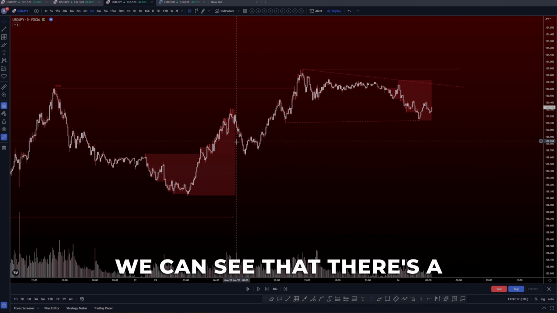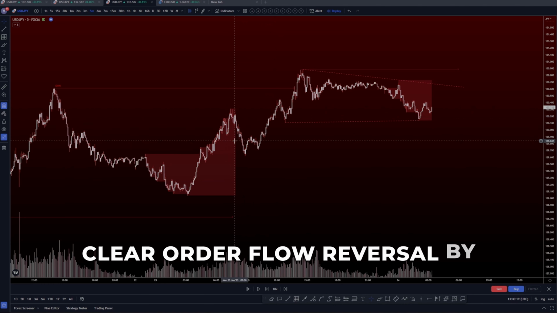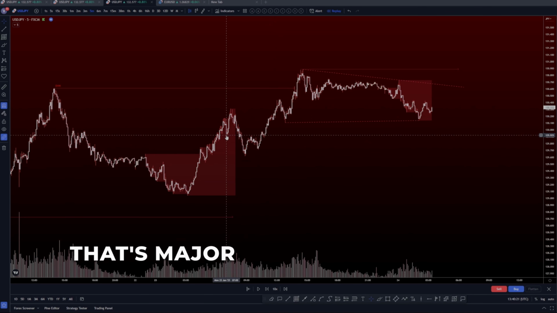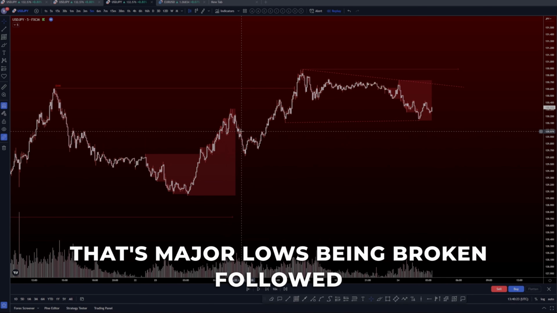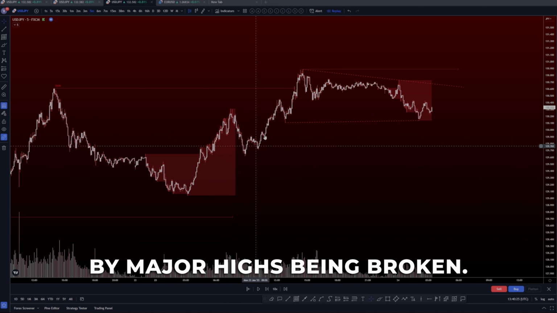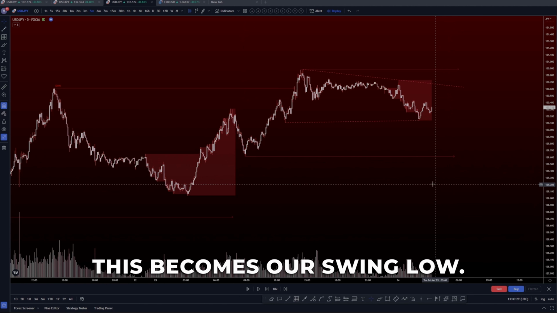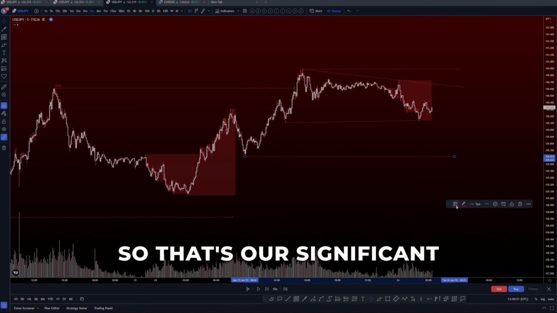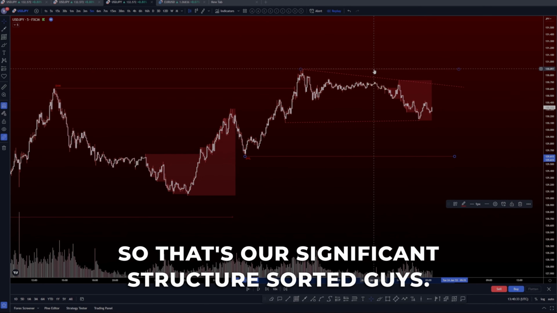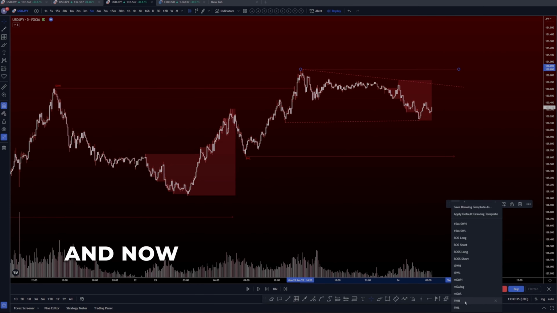We can see that there's a clear order flow reversal by here. That's major lows being broken, followed by major highs being broken. This is the lowest point. This becomes our swing low. So that's our significant structure sorted, guys. And now what else are we going to look at?